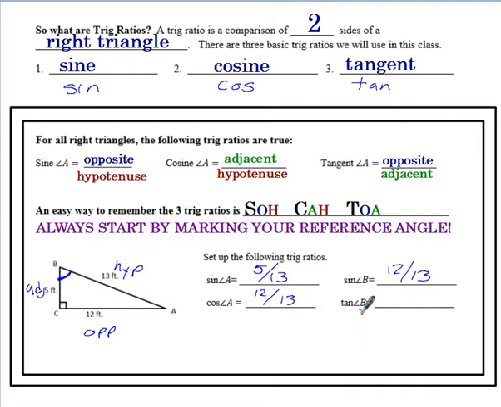Tangent of B, tangent is opposite over adjacent. So opposite is 12, adjacent is 5. So that's what that looks like there.